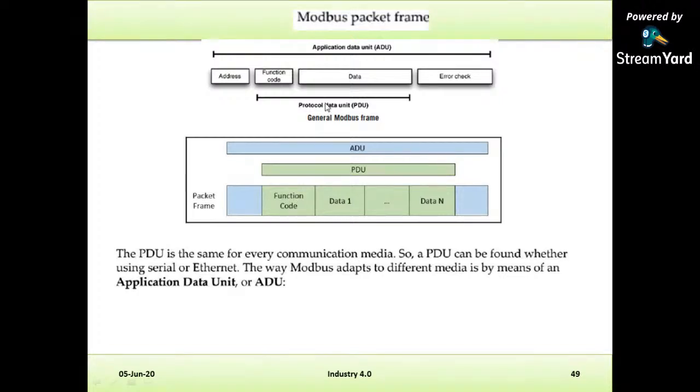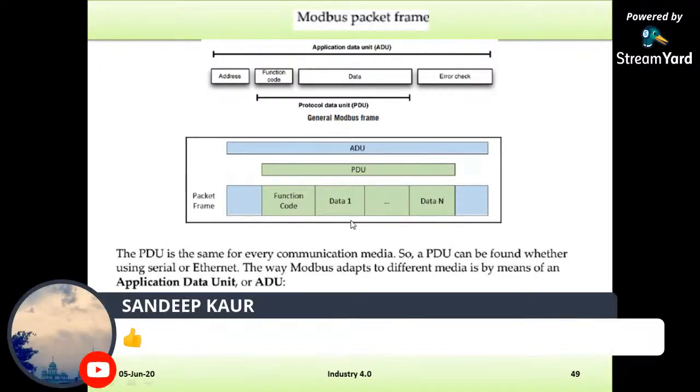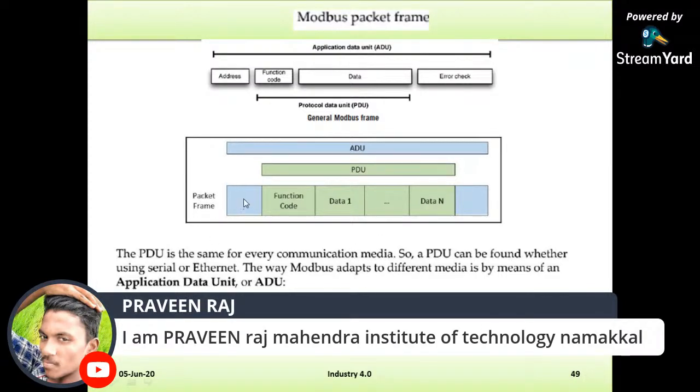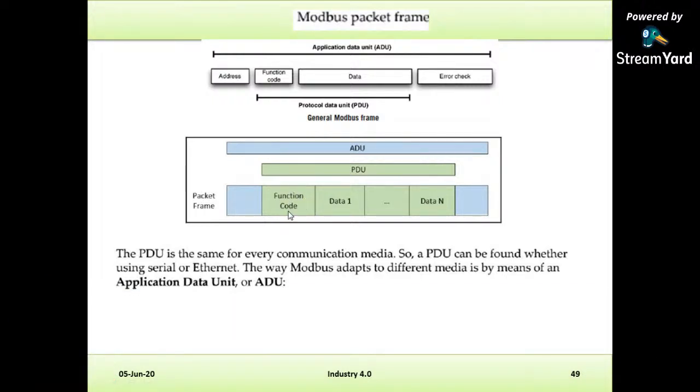So behind this there is another framework: the application data unit, ADU, along with the protocol data unit. Then the packet frame will start. Here you mention the address and function code, and what kind of action will be taken, whether reading the coil, writing the event, reading the input, or writing the output. That will be taken into account based on the function code selection. Then you transfer the data from 1 to n, like that way. So these are what the packet frame consists of.